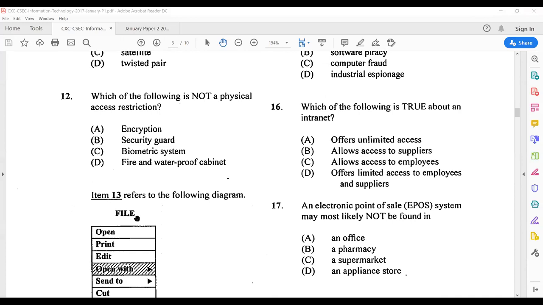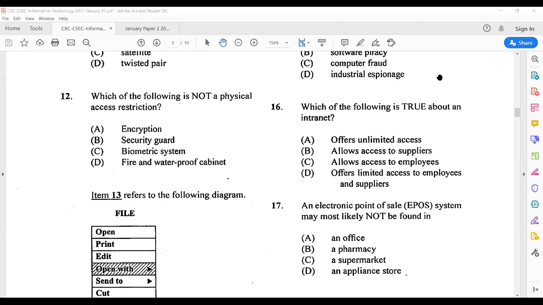Okay, 12. Which of the following is not a physical access restriction? You have encryption, security guard, biometric system, fire and waterproof cabinet. Yes, sir, encryption. Encryption is, yes, encryption, right? Because it is a software access restriction that's used to convert the data from the sender into a format that cannot be easily understood, okay? So that's done by software.